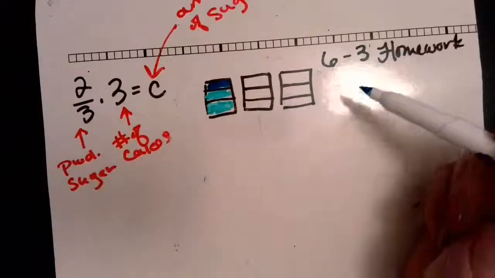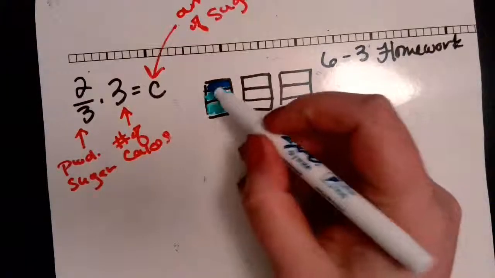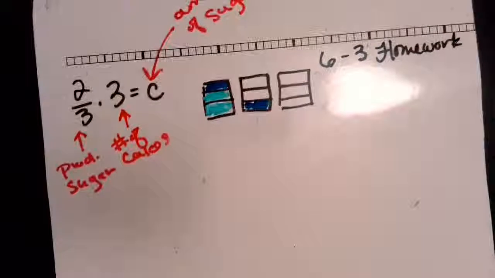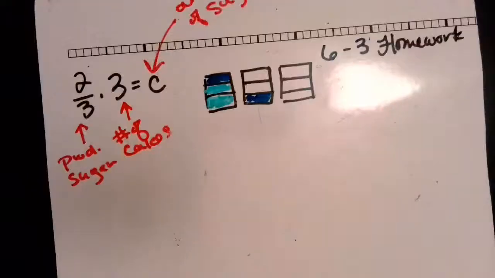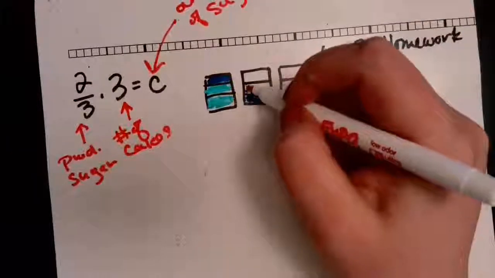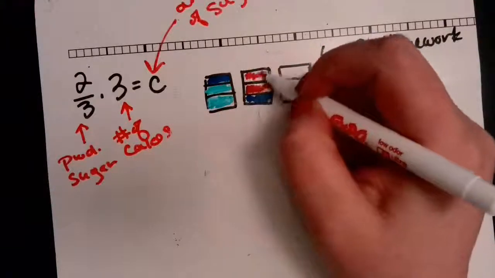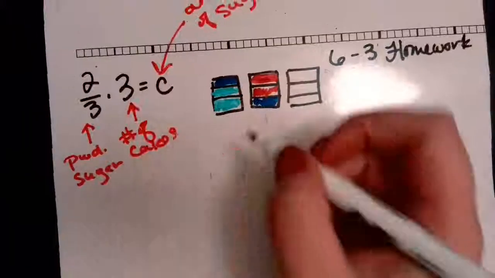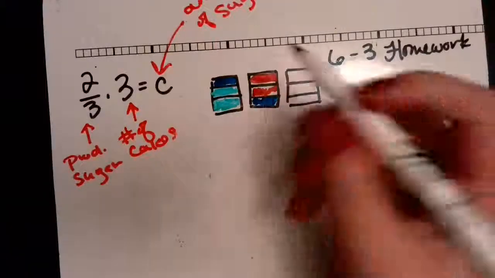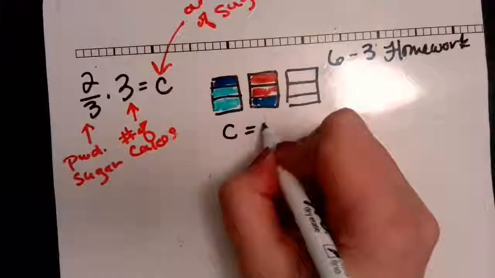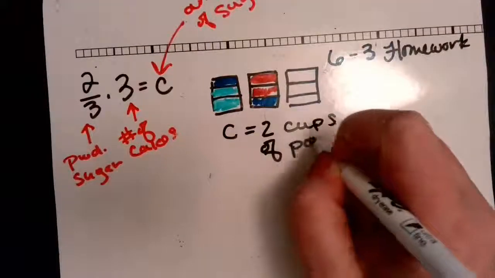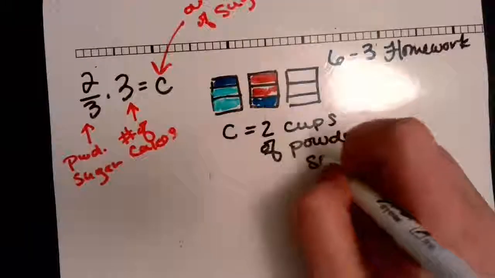And I know that each of these blank spaces is worth 1/3. So I have one there, and I need another one here. Okay. And that is 2/3 times 2. I need to keep going now because I've got one more cake to go. Conveniently enough, 2 blank spaces. I can now see that 2/3 times 3 equals 2. So I know that C equals 2 cups of powdered sugar. Just like that.